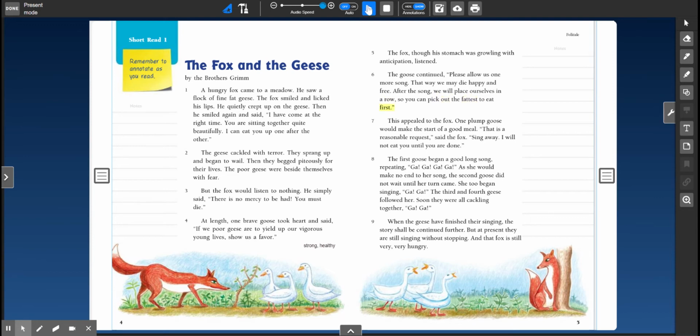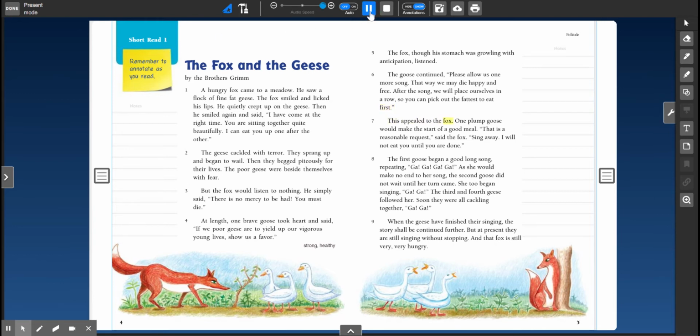Were you surprised? Excuse me, sorry about that. I was definitely surprised that he's actually going to wait, but they kind of made him a deal, right? They said, we'll stand in line and you can pick the fattest of us out to eat first. Okay? So the fox is like, all right, let's see.